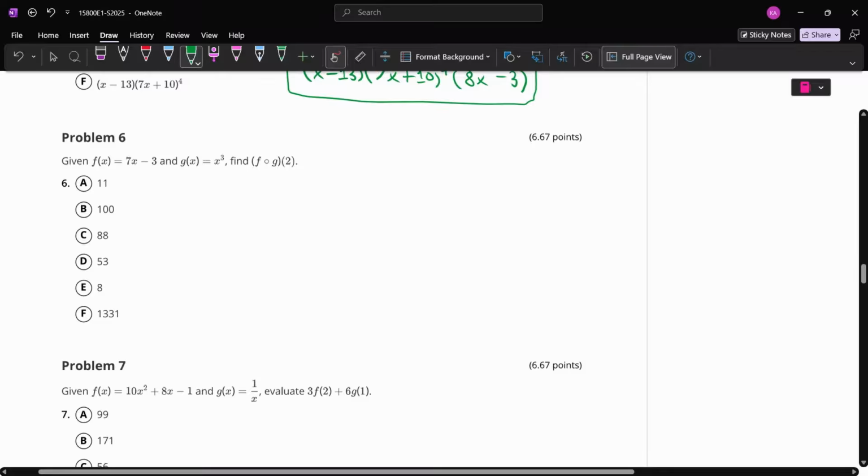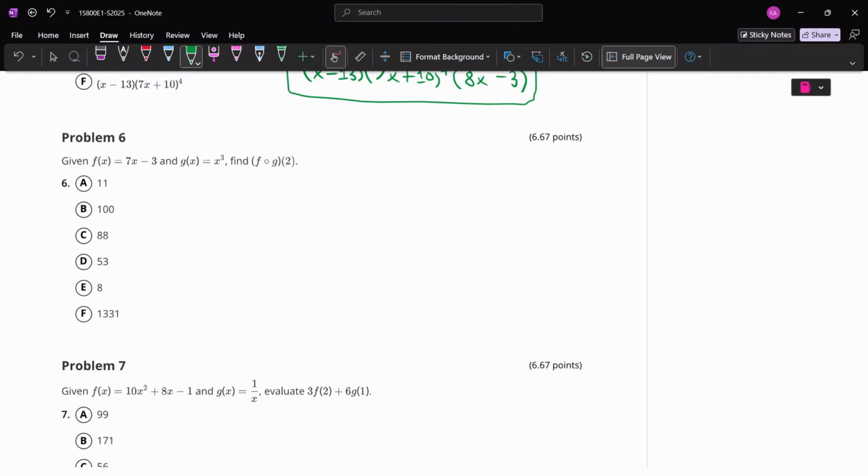Okay, given f of x is equal to 7x minus 3 and g of x is equal to x cubed, find f composed of g of 2. This question is similar to the case where you have a function f of x and it asks you to find f of 2. Usually you just put in 2 for x and simplify and you'd have your answer. This kind of question is just that kind of problem, but with a bunch of extra compounded steps.